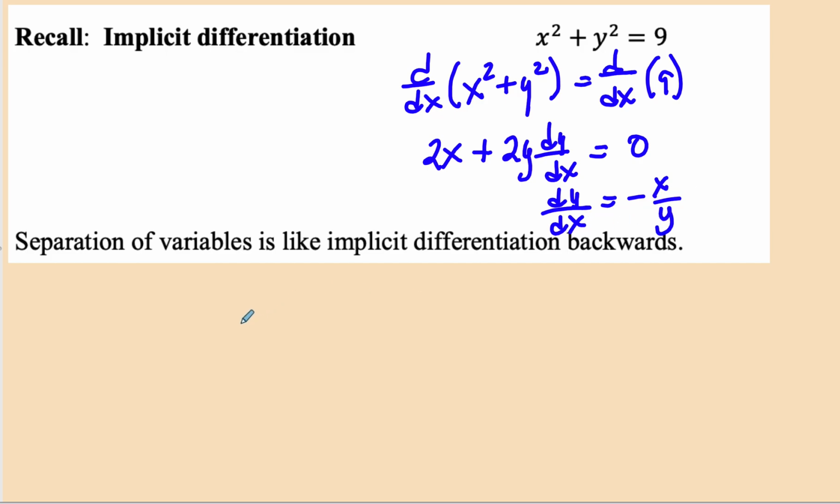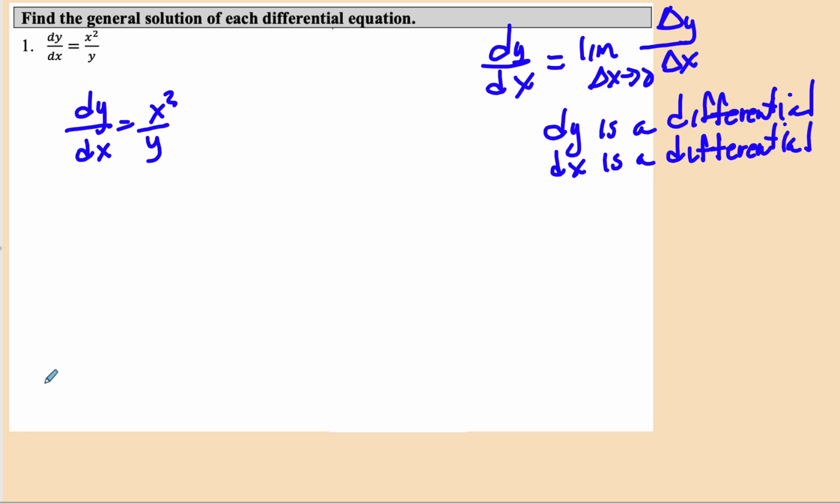What we're going to be doing today is taking a look at implicit differentiation backwards. All right, let's take a look at dy/dx. dy/dx is the limit as delta x approaches 0 of delta y over delta x. We call dy a differential when it's just dy, and we call dx just a differential. So it's that small change in y and in x along the tangent line. Well, that's the way we're going to view these. We're going to view dy and dx as differentials.